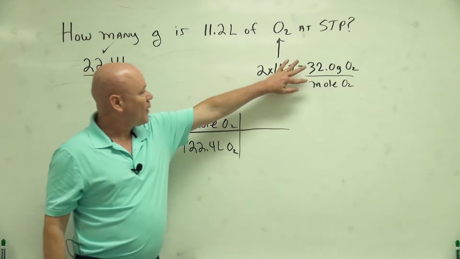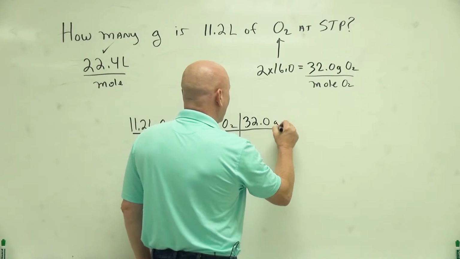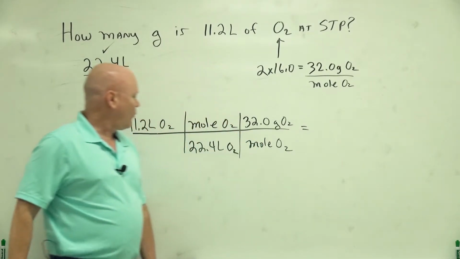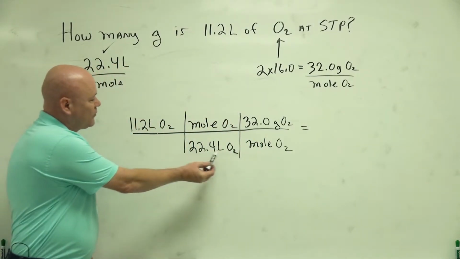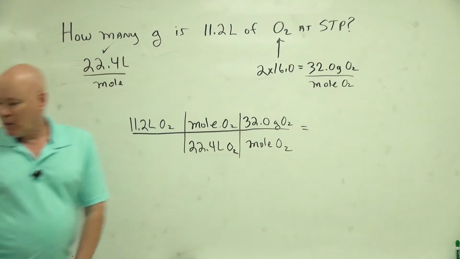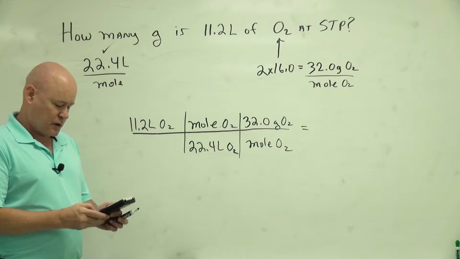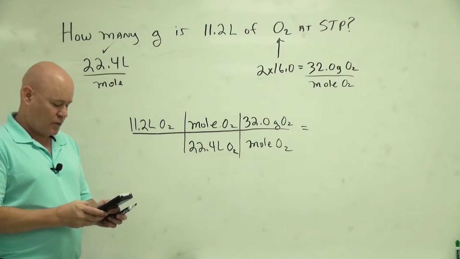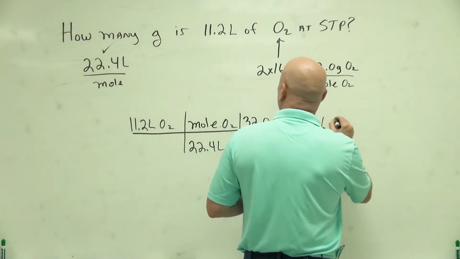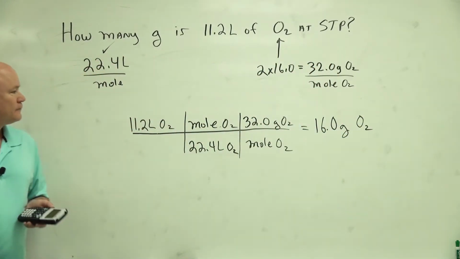And so I'm going to use my molar mass as a conversion factor, and I'm going to leave it like it is. And that would be 32.0 grams O2 for every mole O2. And we're set up, and I'm pretty sure I'm set up because I've got liters oxygen, I have moles oxygen, they cancel, we're left with grams oxygen. So let's put this in my calculator, and let's see what we get. 11.2 times 32 divided by 22.4, and I get 16.0 grams of oxygen at these conditions.